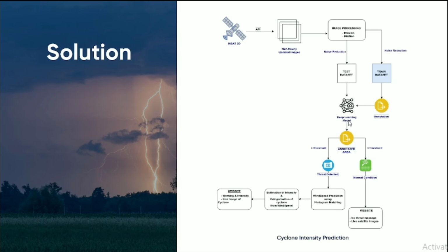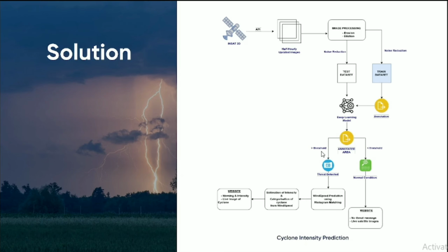After passing it into the deep learning model, if the annotated area is found to be less than the threshold, that means there is no threat, no cyclone. So our website will give a message that there is no threat, and will also display the live satellite image. On the other hand, if the annotated area is greater than the threshold value, that means there is a chance of a cyclone or a threat.